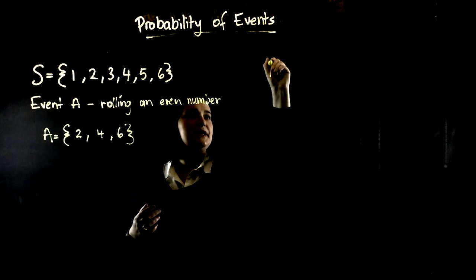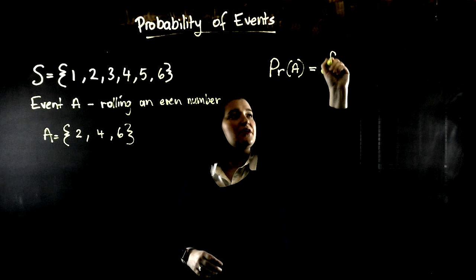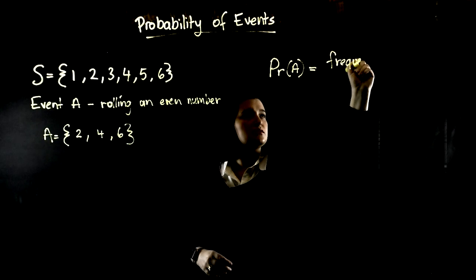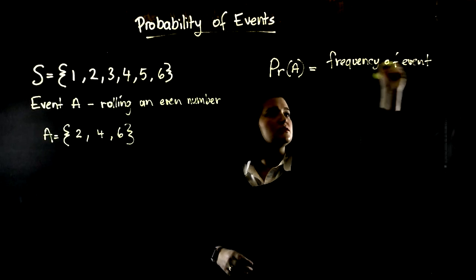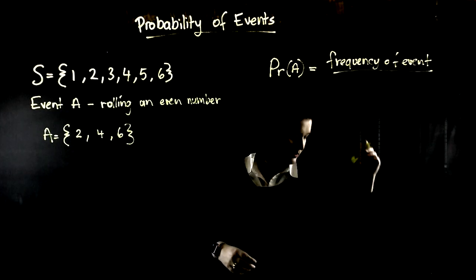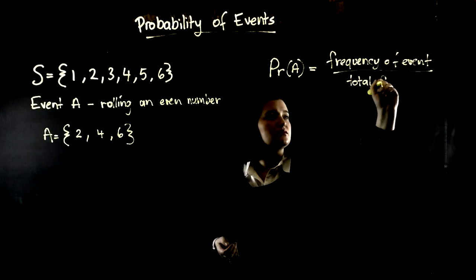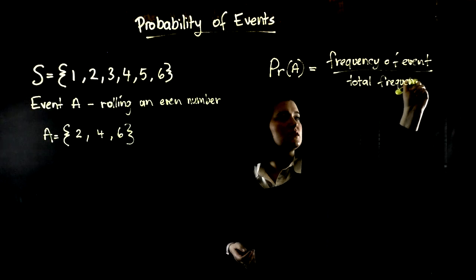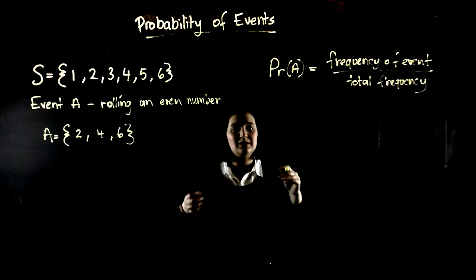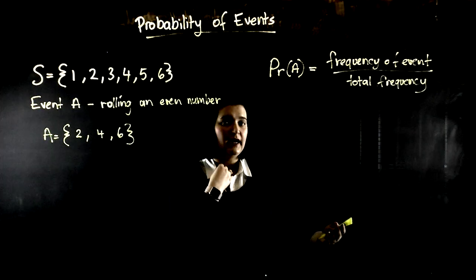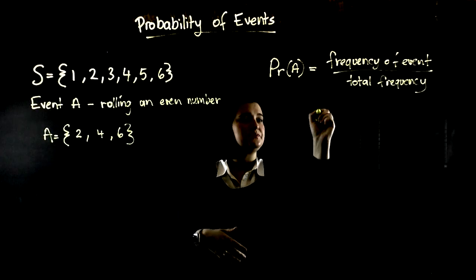So the probability is the frequency of the event divided by the total frequency. Now, we'd word that if we were doing experimental probability, if I was actually rolling a dice and watching how frequently I got an even number, I would word it like that.